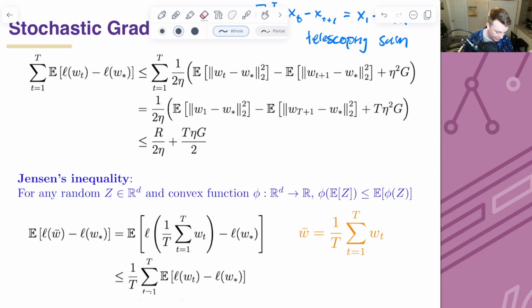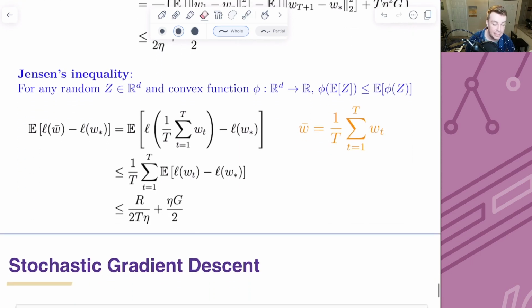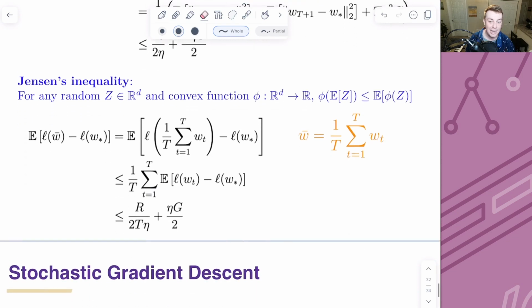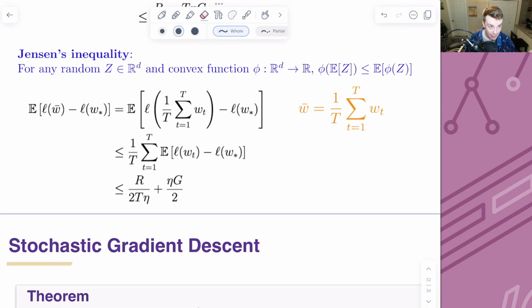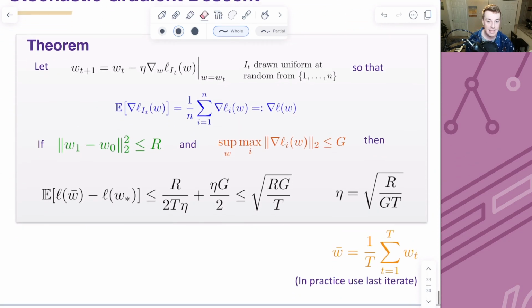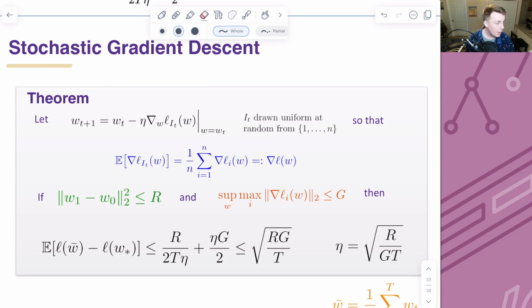And now I have here that this is at most 1 over T times that sum. And now plugging in my value for that sum term that I came up with over here, just over 1 over T, now we have our proof. We said that this is at most R over 2T eta plus eta G over 2. And that's exactly what we had over here. Okay, that was so much work for a proof that I didn't fully want you to understand, so it's okay if that didn't fully make sense.